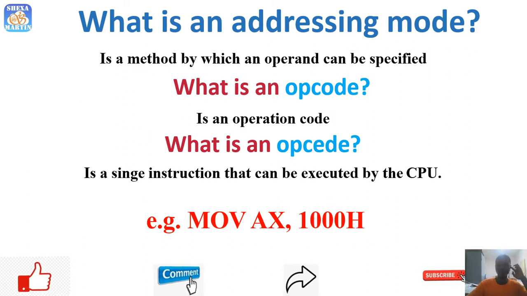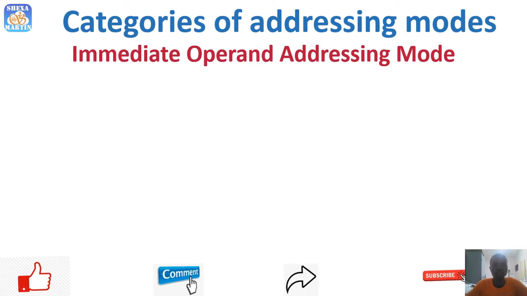These are the definitions of terms. Let's now talk about the categories of addressing modes. I want you to understand this. Do not force yourself to memorize the concepts that I'm going to teach you today. If you do not understand these things, please go back to lecture number one and lecture number two, where we talked about accessing memory. It's the same concept that we are applying today, but in terms of addressing modes.